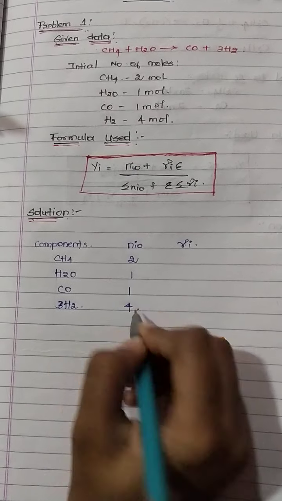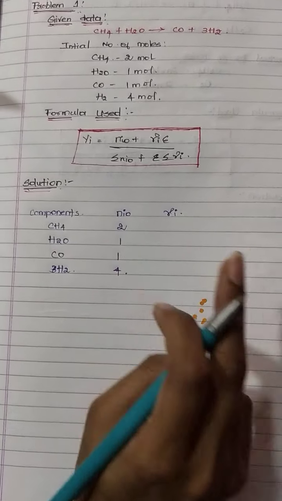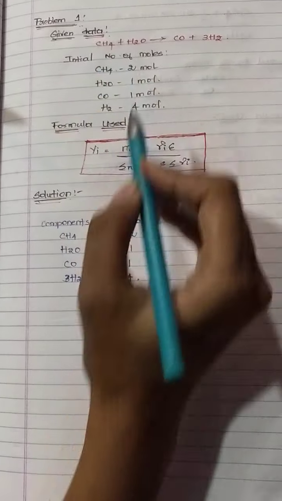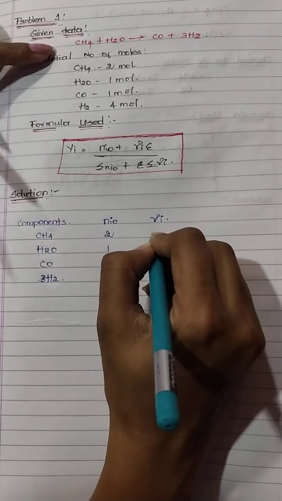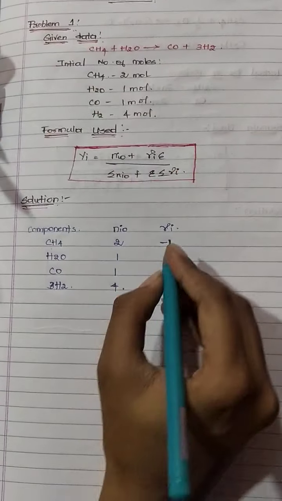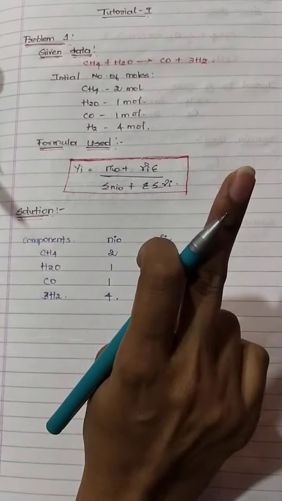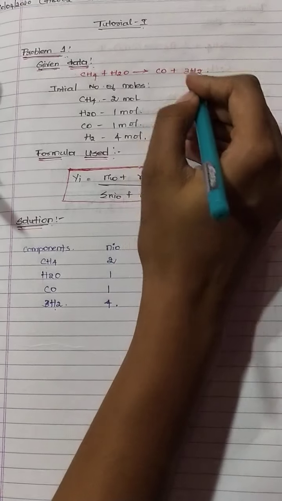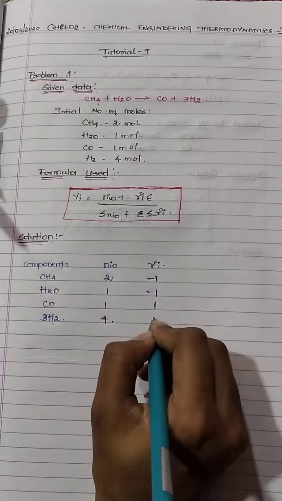H2 is 4 moles. Similarly, nu I is the stoichiometric number, which is positive for products and negative for reactants. CH4 is a reactant with coefficient 1, so it is minus 1. H2O is again 1, and since it is a reactant, it is minus 1. CO is a product with coefficient 1, so it is plus 1. H2 has 3 as its coefficient and is a product, so plus 3.